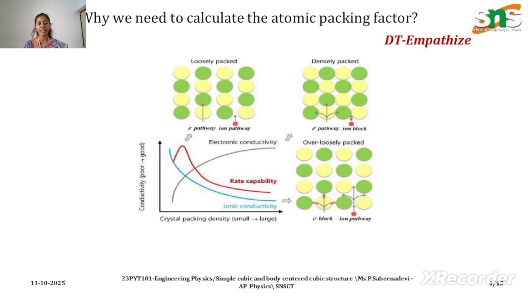Next is predicting material properties. Higher packing means higher density, better strength, and lower compressibility. Then understanding stability: closely packed structures are generally more stable. Relating to diffusion, loosely packed structures allow atoms to move more easily, affecting diffusion rates. Then designing materials: engineers use APF to choose materials for specific mechanical or thermal needs.